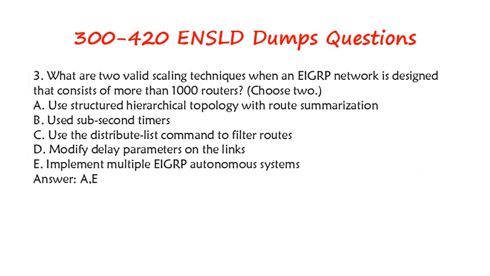3. What are two valid scaling techniques when an EIGRP network is designed that consists of more than 1,000 routers? Choose 2. A. Use structured hierarchical topology with route summarization. B. Use sub-second timers. C. Use the distribute list command to filter routes. D. Modify delay parameters on the links. E. Implement multiple EIGRP autonomous systems. Answer: A, E.